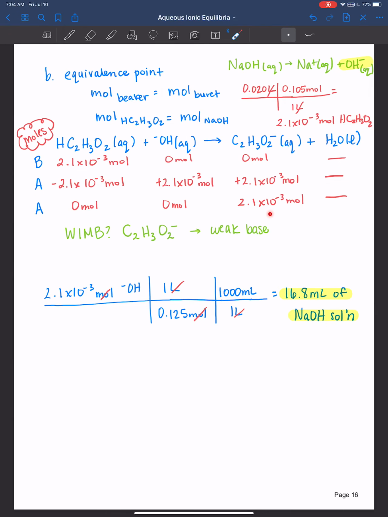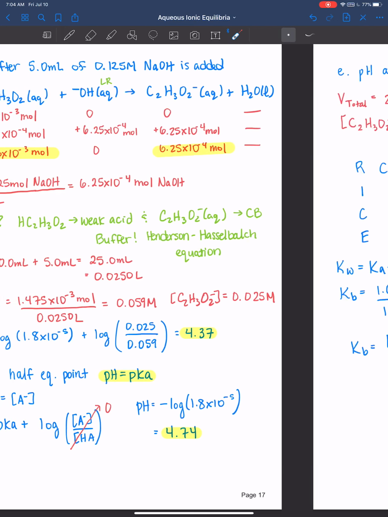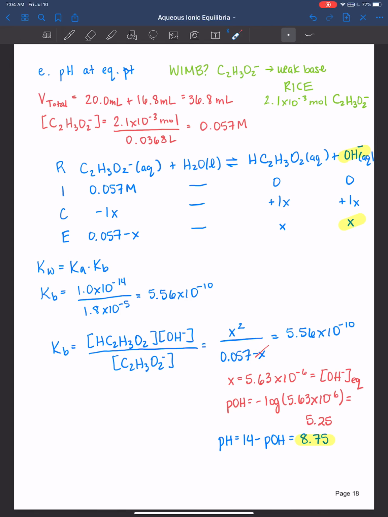So you want to take these number of moles and divide it by the total volume here, 36.8 milliliters, to get the initial concentration of acetate in this weak base equilibria problem. Then we had to solve for Kb from the Ka, use the Kb expression because we're working with the weak base, find x, which was our hydroxide ion concentration, and from there the pH.